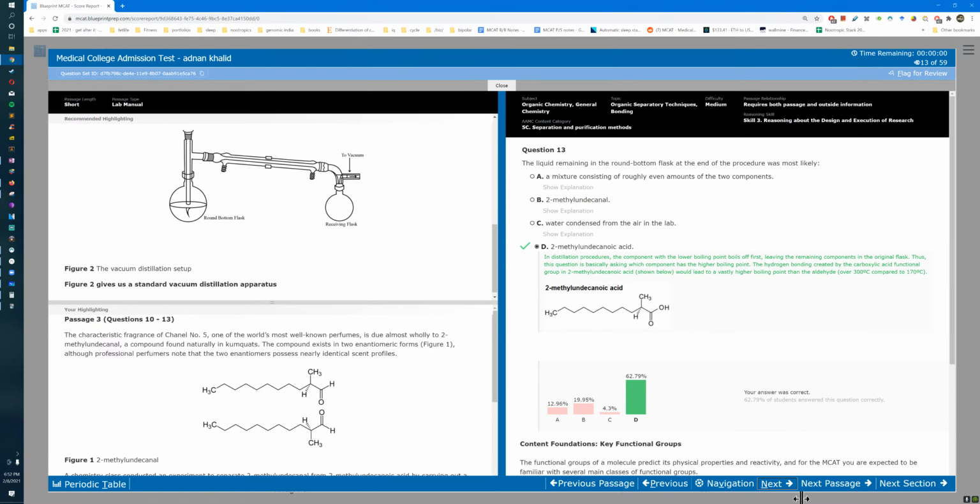Let's see, this one. So the liquid remaining in the round bottom flask, which one is it going to be? So it's basically the liquid that took longer to evaporate or to boil. And so which one would take longer to boil? It's going to be the thing that is more soluble in water, which we already determined was the acid version of this molecule.